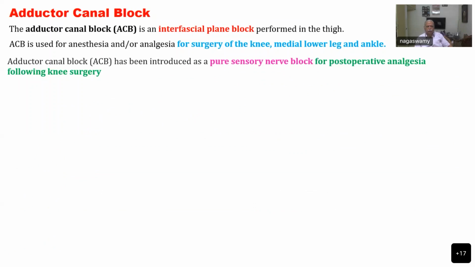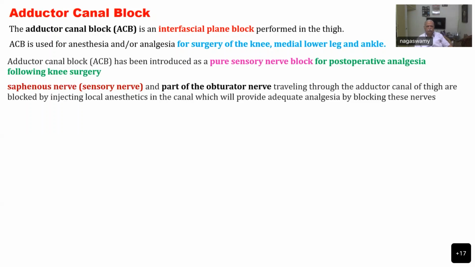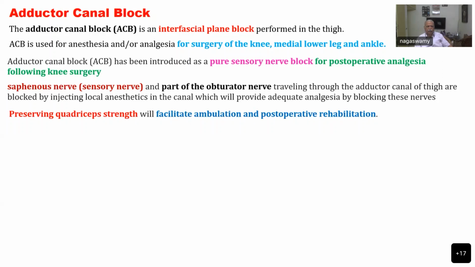It has been introduced as a pure sensory nerve block for postoperative analgesia following any knee surgery, like what you mentioned, such as ACL repair or total knee replacement. Because it's purely sensory, mobilization and ambulation of the patient is much easier. The saphenous nerve is part of the femoral nerve and travels through this adductor canal, and it can be blocked by injecting local anesthetic in the canal, which will provide adequate analgesia. And it preserves the quadriceps strength, so it helps in ambulation.